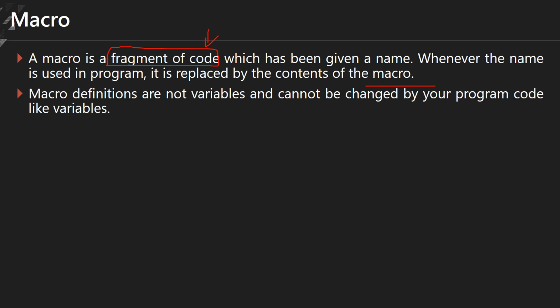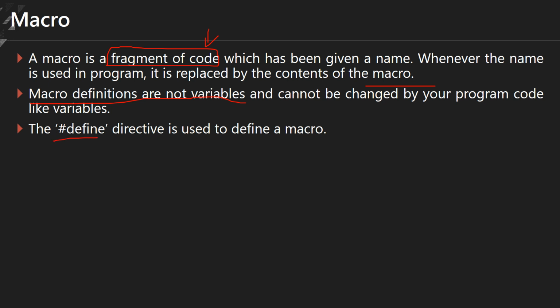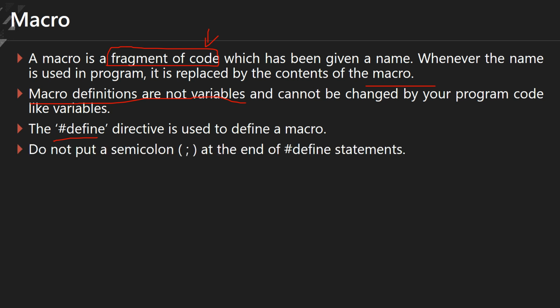Macro definitions are not variables. They cannot be changed by your program code like variables. How do you define macros? Macros use a directive: hash define is used to define the macro. Do not put a semicolon like you do for a variable. There is no semicolon at the end of the macro statement.